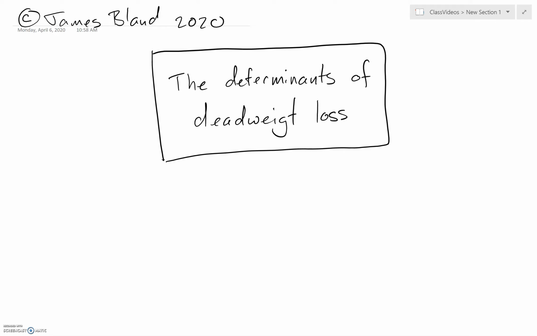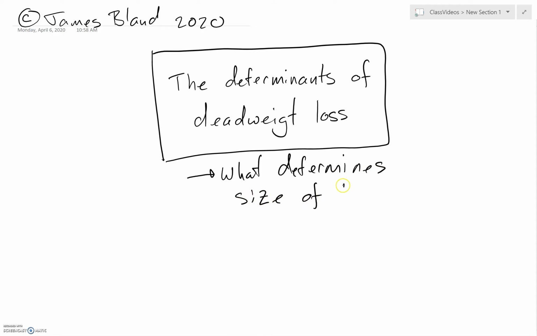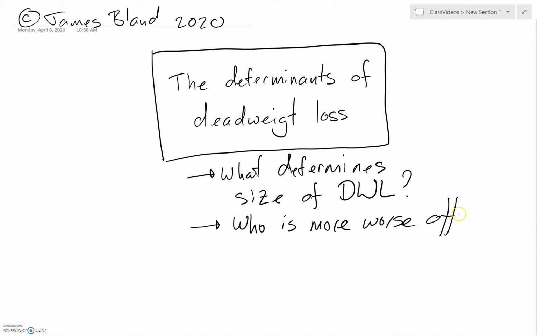In this class I am going to teach you about the determinants of deadweight loss. Specifically, we're going to attempt to work out what determines the size of the deadweight loss. And also, can we work out who is more worse off when we tax a market?